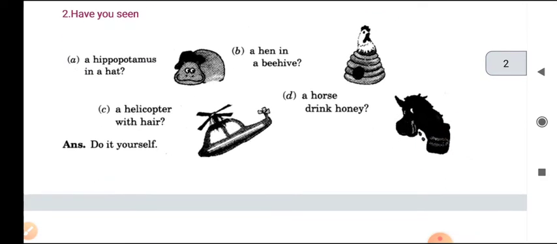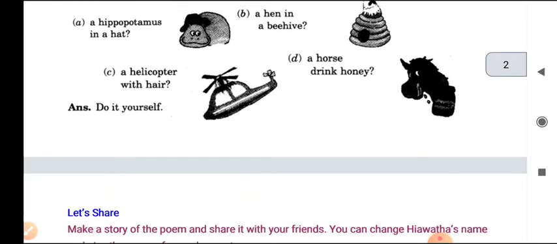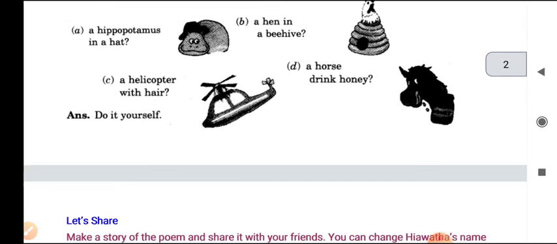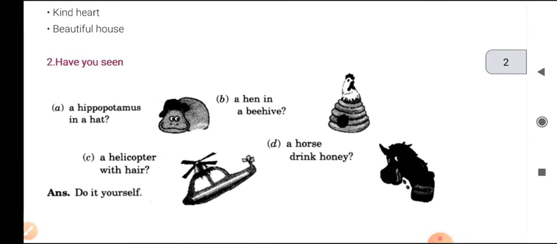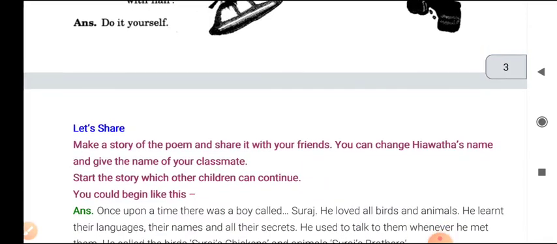Have you seen a hippopotamus in a hat, a hen in a beehive, a helicopter with hair, a horse drink honey? These are all absurd questions. You have to try it yourself. Very easy and funny too.